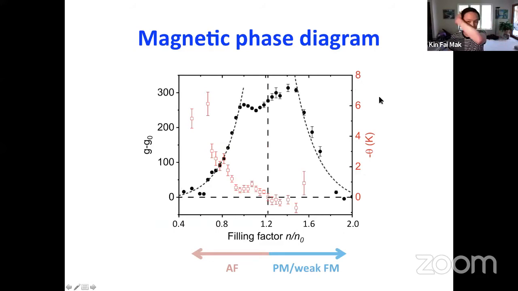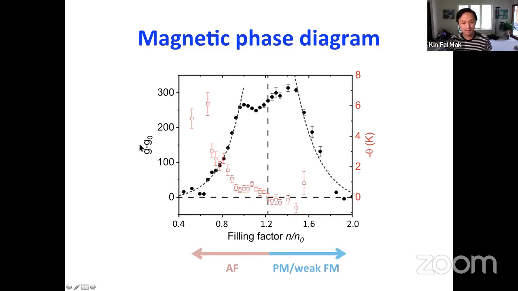On the right axis, it shows the Curie-Weiss temperature. It's actually the negative Curie-Weiss temperature as a function of the filling factor in the Moiré superlattice. And you can see that for filling factor less than 1.2, the system is actually antiferromagnetic, meaning it has a negative Curie-Weiss temperature. For filling factor larger than 1.2, it actually turns into slightly positive or near 0. So it's weakly ferromagnetic or paramagnetic for filling factor above 1.2.